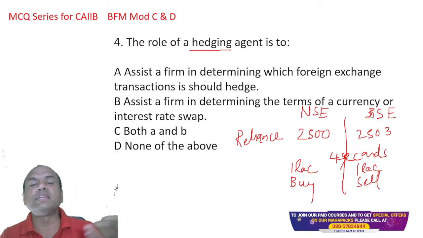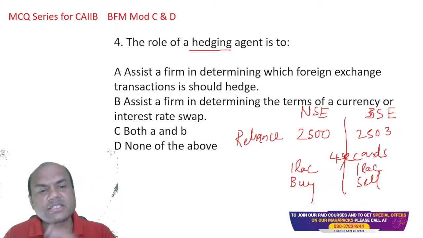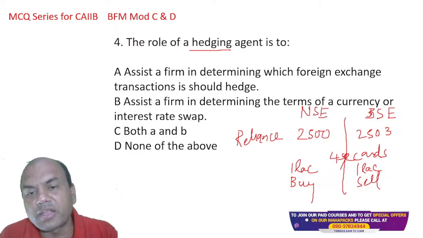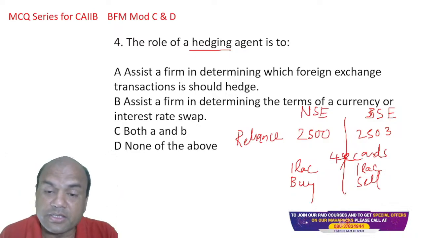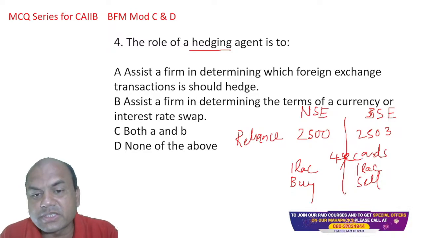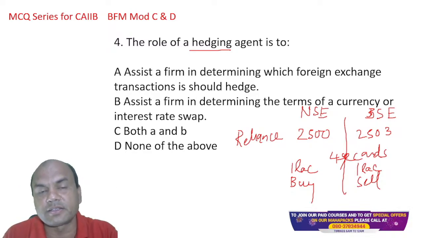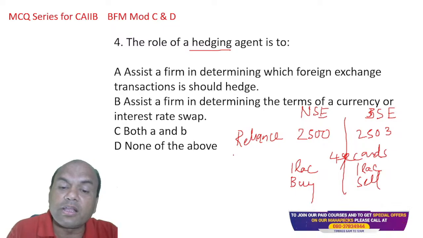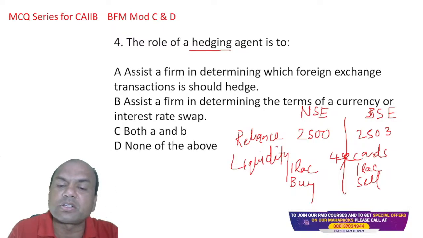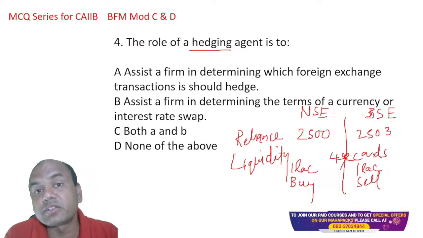So what is the role of hedging? Forget this agent. The role is to assist the firm in determining which foreign exchange transactions should be hedged. It depends on which currency or commodity you are hedging. There should be enough liquidity in that. If there is no liquidity, then there is no logic of hedging. Hedging is always done in liquid stocks and liquid commodities.